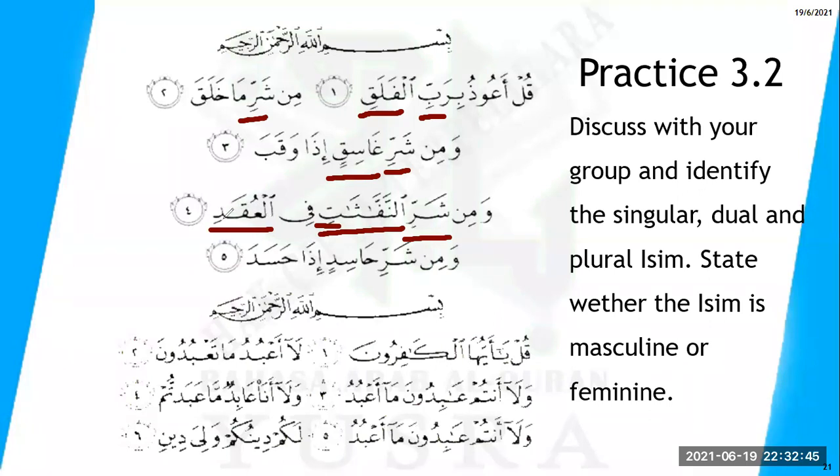Aqidah. Ain Aqada. Aqada means to tie. The knots, K-N-O-T-S, right? Knots. Okay, right? And next one.